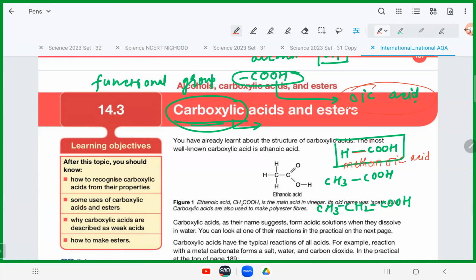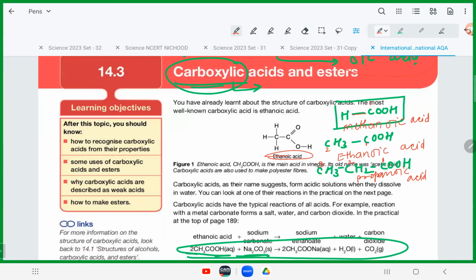Now go for the second one. Here is one, this is two. So two carbon is eth. Ethanoic acid. This is the ethanoic acid. Then here you can see propanoic acid. Now, what about this one? This is the propanoic acid.